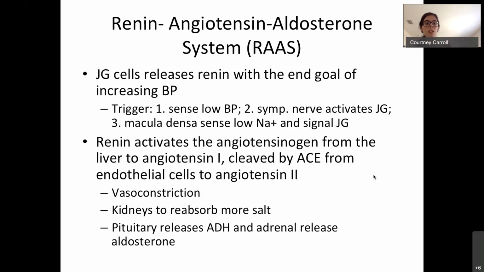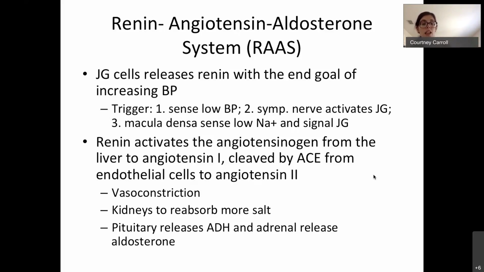Okay. So renin that's released from our JG cells is going to activate a molecule called angiotensinogen, which is released from the liver, and it's going to make it angiotensin 1. We're going to start with angiotensinogen. We're going to make angiotensin 1. Angiotensin 1 is then cleaved by a molecule called ACE. It's an enzyme that's released from endothelial cells that line blood vessels. A lot of it is released from endothelial cells in the lungs, but all endothelial cells can release ACE. And ACE will convert angiotensin 1 to angiotensin 2.